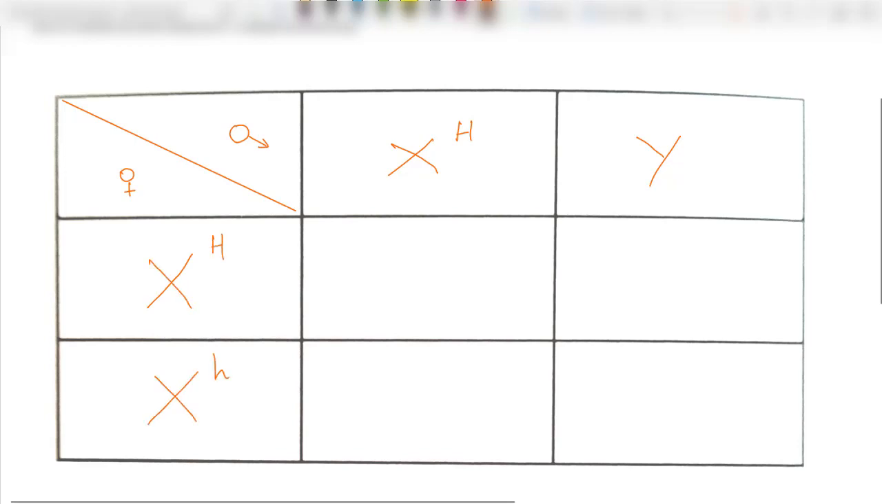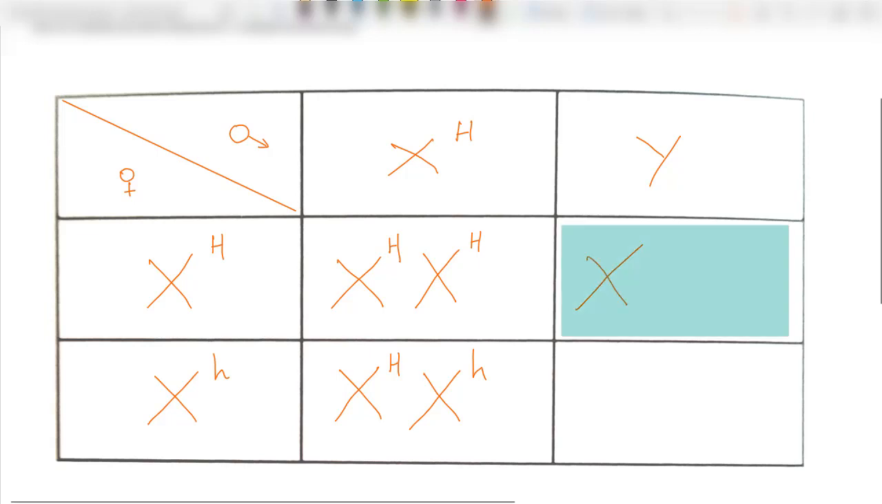And now I'll write the possible combinations. This section will be a combination of this gamete and this gamete. And this section will be combining this and this. And this section will be a combination of this gamete and this gamete. Note that the X is written first, and so on. And that's your completed Punnett square.